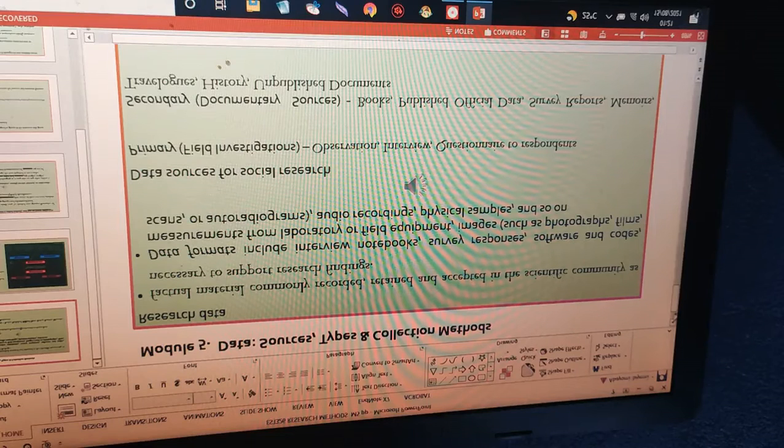This is module 5. Data, sources of data, types of data, and data collection methods will be discussed here.